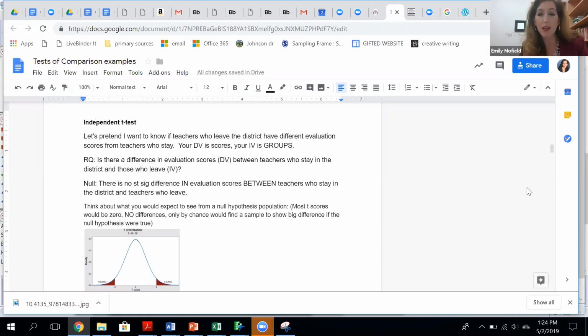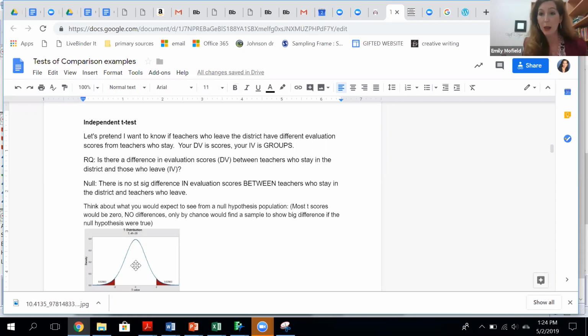Now my null hypothesis would be: there is no statistically significant difference in evaluation scores between teachers who stay versus teachers who leave. Now I've got to think about what I am actually doing here. The t-test formula is basically showing whether there is a big difference between those mean scores. In the null hypothesis world, there's no difference, so the t would be 0.